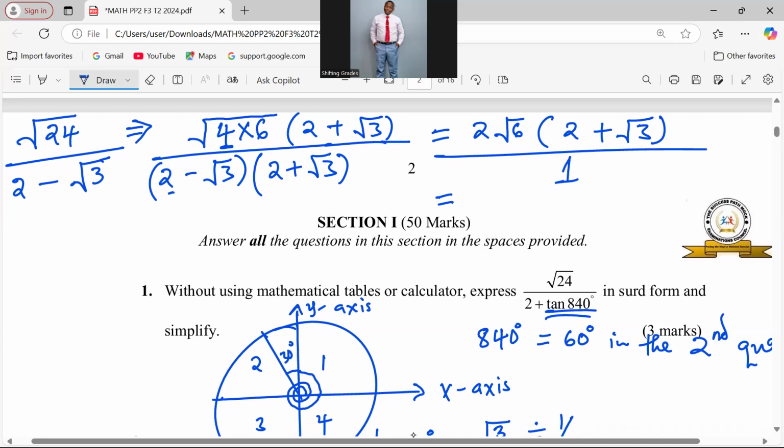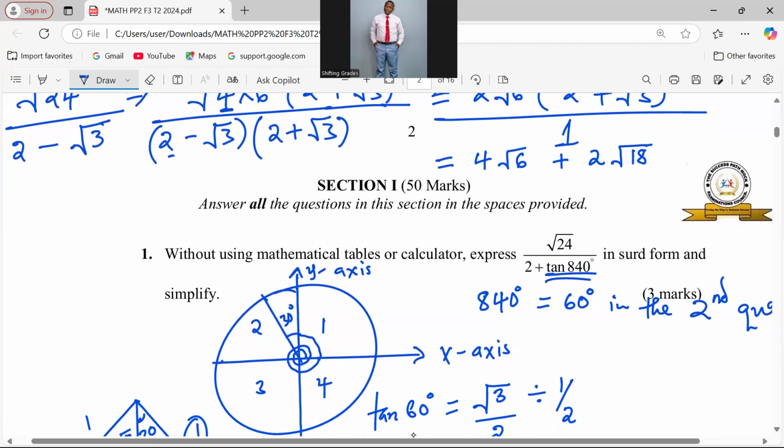All right, from the numerator now we open brackets. To open brackets means 2 root 6 by 2 becomes 4 root 6. 2 root 6 by root 3 becomes 2 the root of 18. Now at that point, we can simplify further. Simplifying further means 4 root 6 plus, this will be 2 and the root of 9 by 2, because the root of 9 is known.